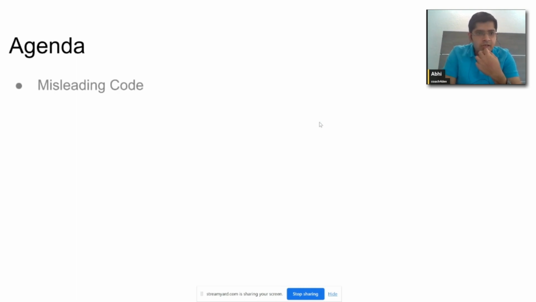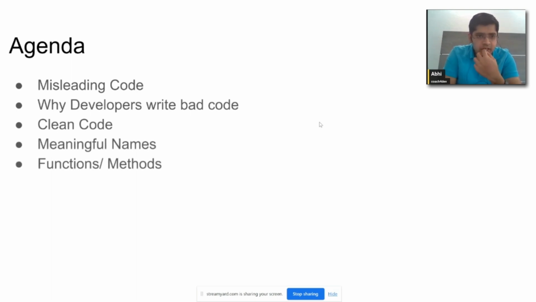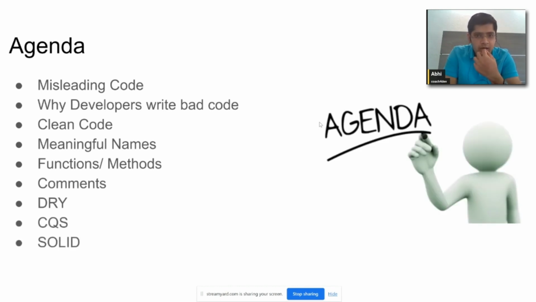So, in this presentation today, we will be talking about misleading code, why some developers write bad code, what is clean code, how clean code looks like, what are meaningful names, how to write your methods and functions, when to write comments, and then we'll be discussing a couple of principles like DRY, CQS, and SOLID principles. So, that is what our presentation is going to be about. We will be talking a lot about the developer mindset as well, in order to write clean code.